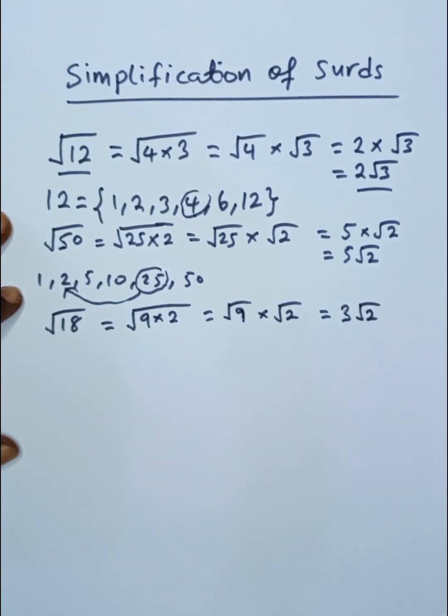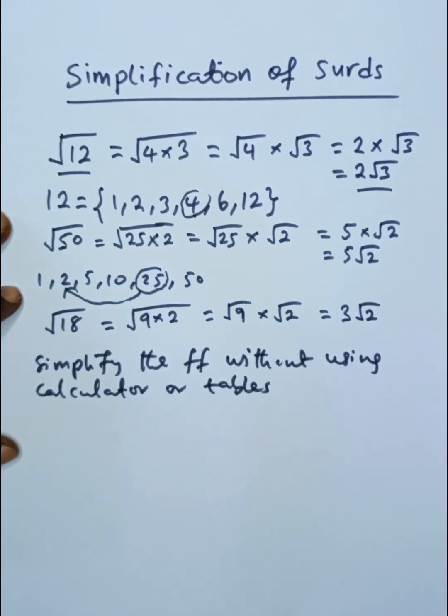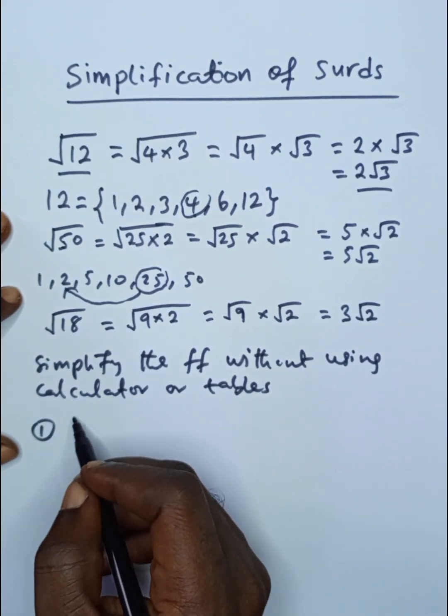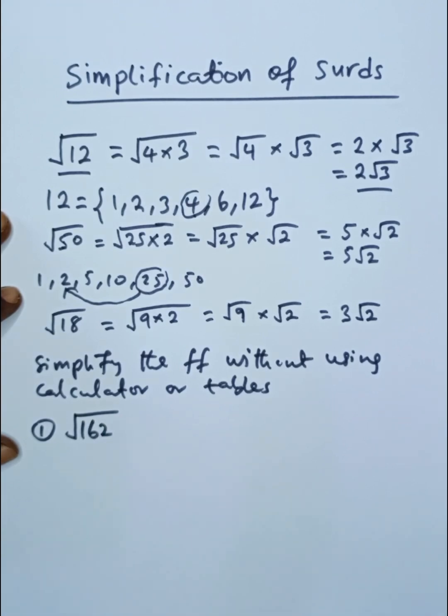Now what about if the number is huge? How can you simplify it? Let me give you an example. Normally the question will say simplify without using calculator or tables. So the first example that we shall consider is square root of 162. How can you write all the factors of 162 and pick the highest perfect square?